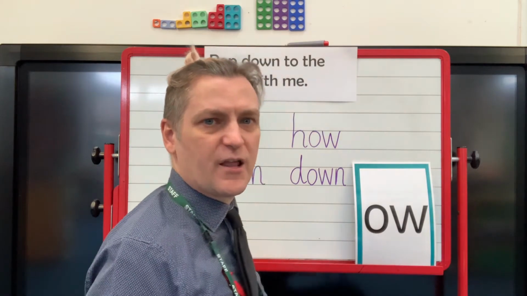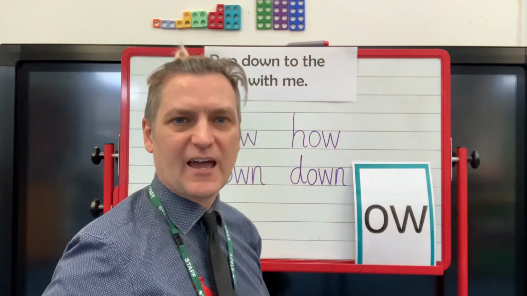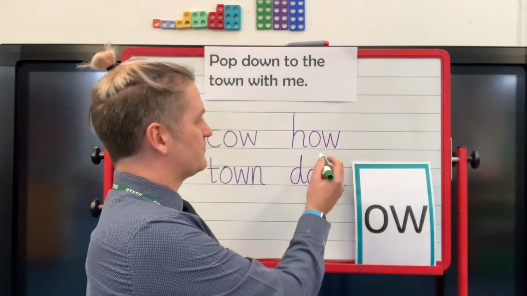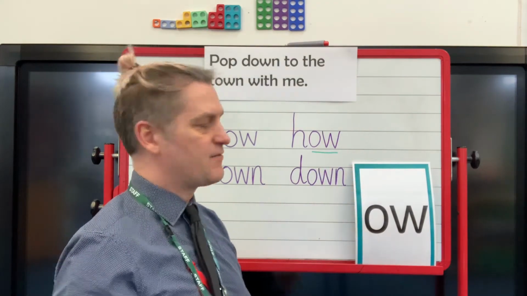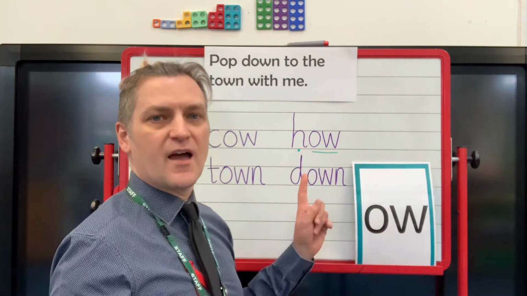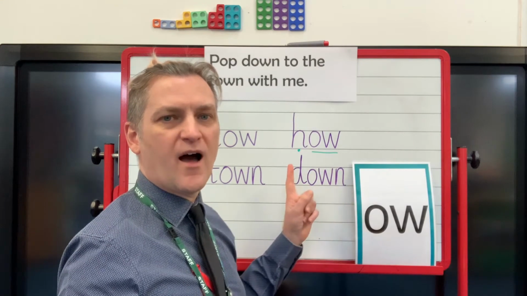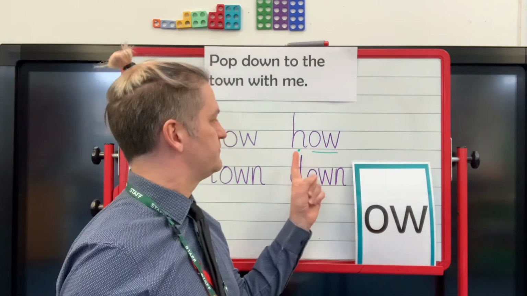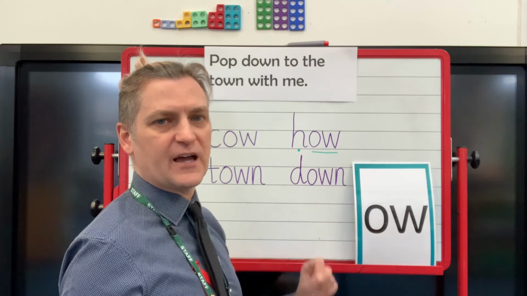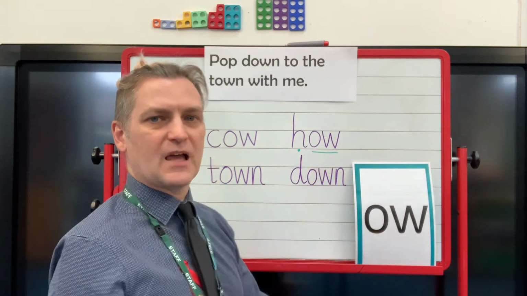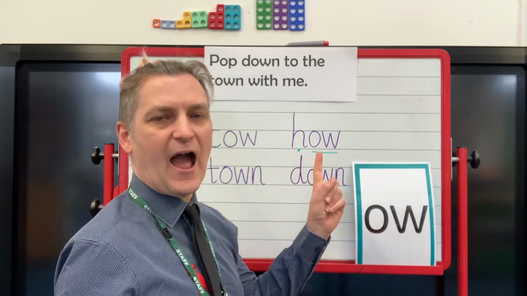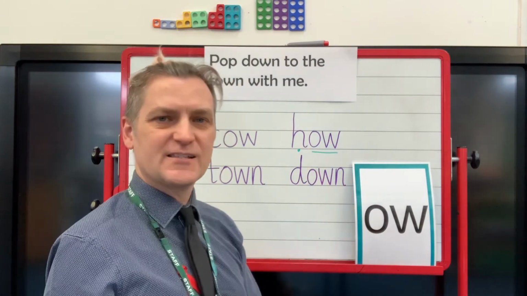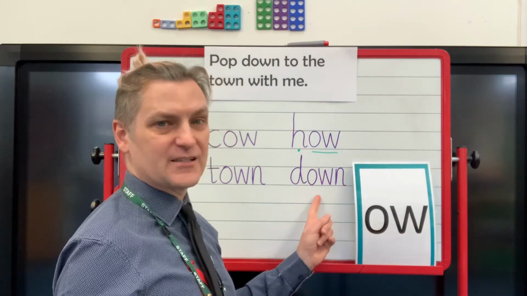So, looking closely at this first word, can you see our new digraph? It's hiding at the end of the word. Just there. Let's have a look. We've got ow. Your turn. And again. Let's do it together. Ow. How. How did you know that? The word is how.